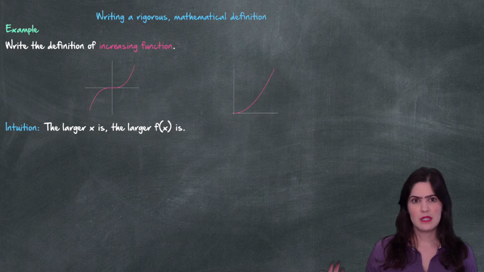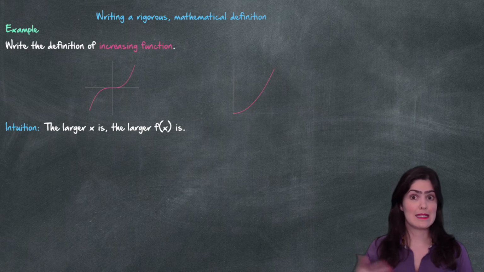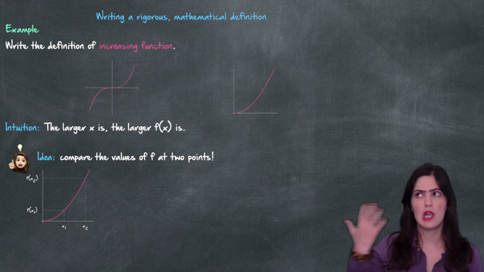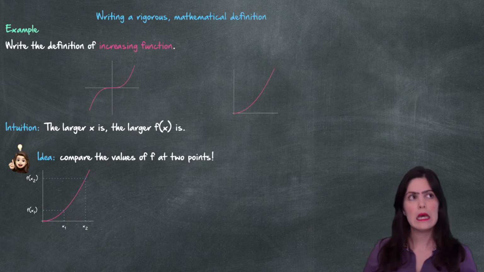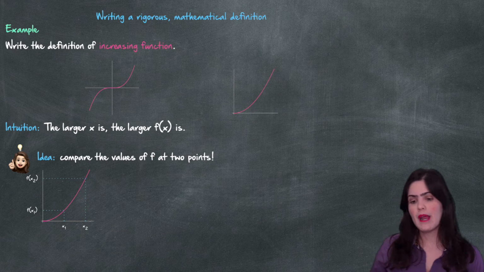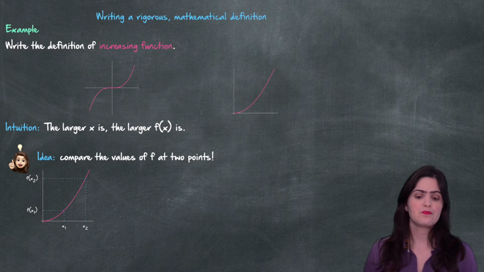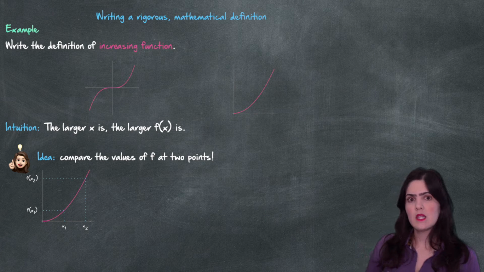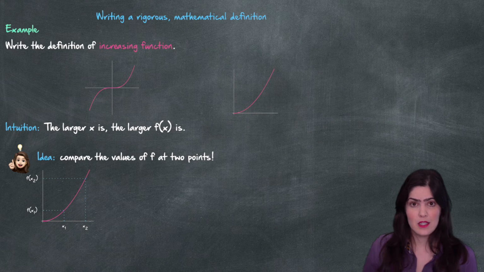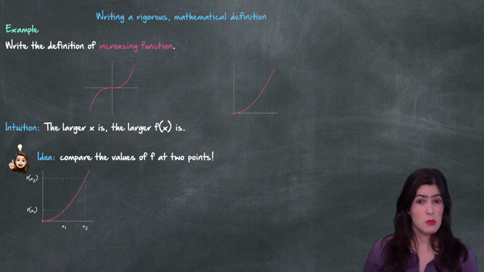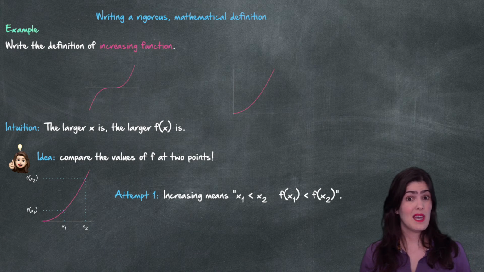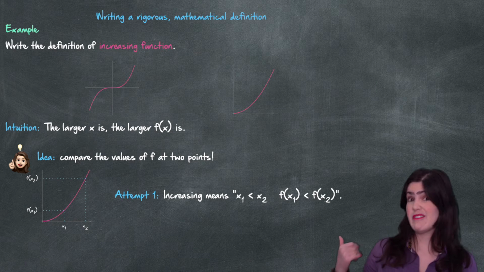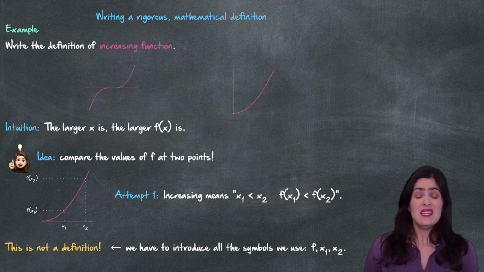First of all, what do we mean when we say the larger x is, the larger f of x is? Well, that is giving me an idea that I have to compare values, right? Because larger means that something is larger than something else. So let's try to compare the values of f at 2 different points. I pick 2 arbitrary points, x1 and x2. And I see that x1 is less than x2 and f of x1 is less than f of x2. So maybe we can try something like: increasing means x1 less than x2, f of x1 less than f of x2, but this is really not a definition.